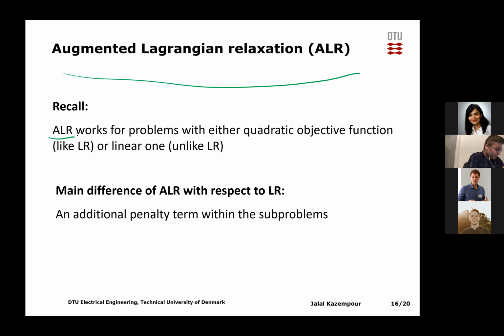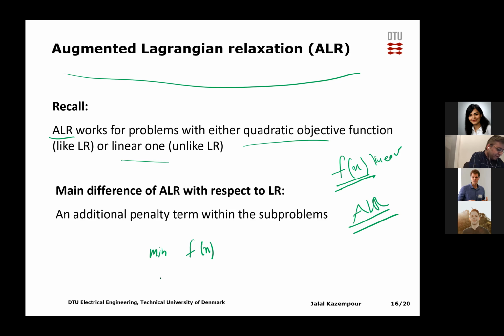So ALR works for the problems that have either a quadratic or, say, a linear objective function. If the original objective function is linear, then we have to use augmented Lagrangian relaxation. What does it mean? If the objective function of the original problem is f of x subject to whatever constraints, and we know that f of x is linear, we need to add an additional penalty to the original objective function.